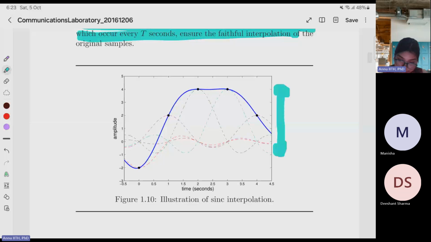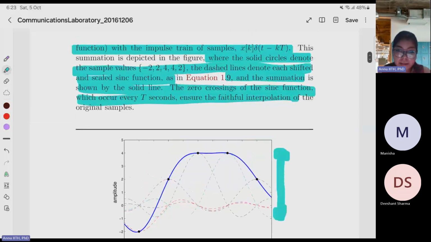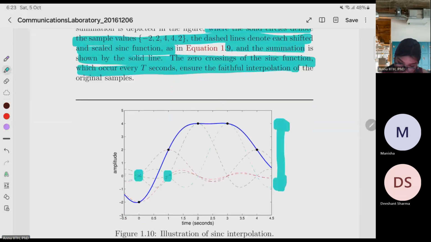So actually, we are trying to increase the sampling rate. And the summation is from a solid one. The zero crossing of the sinc function, which occurs every T seconds, ensures the faithful interpolation of the original samples. So every zero crossing is actually matched. See, you're having the zero crossing matched.